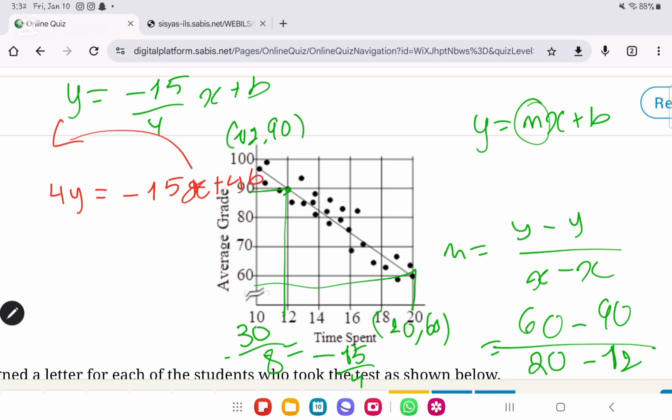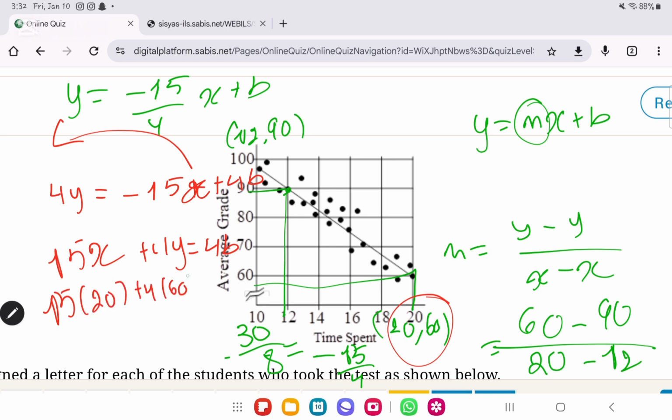We move minus 15x to the other side. Sorry, my bad, my apologies. 15x plus 4y is equal to 4b. Okay, then we choose any point. So for example, if we chose (20, 60), we are going to get 15 times 20 plus 4 times 60 is equal to 4b. So then this will give us 300 plus 240 is equal to 4b. That means 4b is equal to 540.